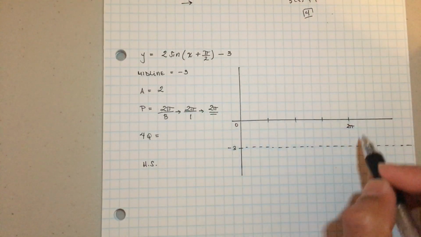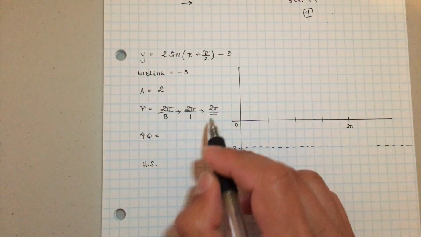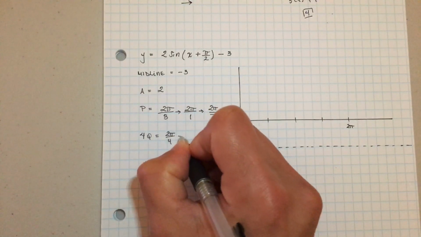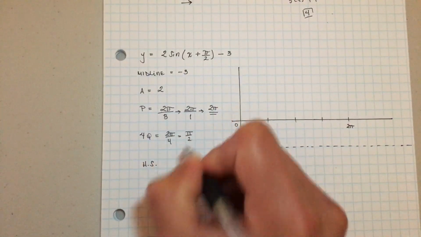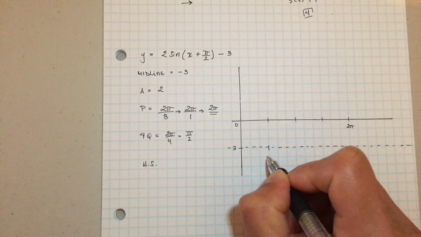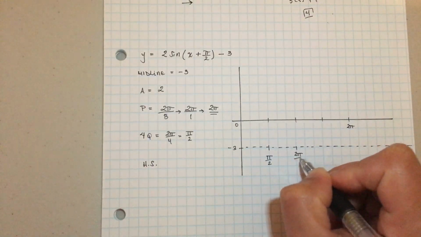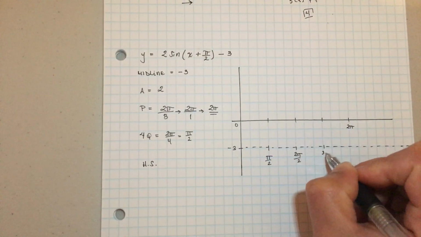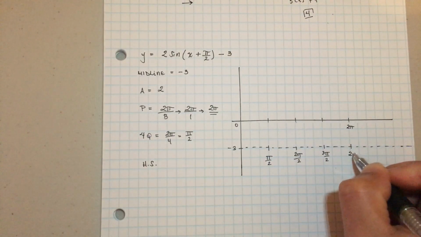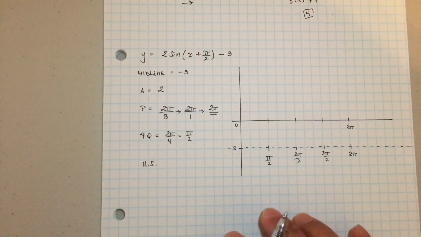Okay, my wave. So what about these 3 sections? Well, you're going to take 2 pi and divide it into 4. That means you're going to get pi over 2. That means each section, this guy is going to be pi over 2. This guy is going to be 2 pi over 2. The next one is 3 pi over 2. And the last one is 4 pi over 2, which is the same thing as 2 pi. Okay? That's how I get my 4 sections there.